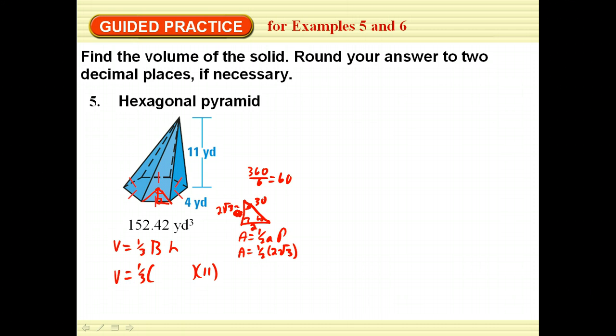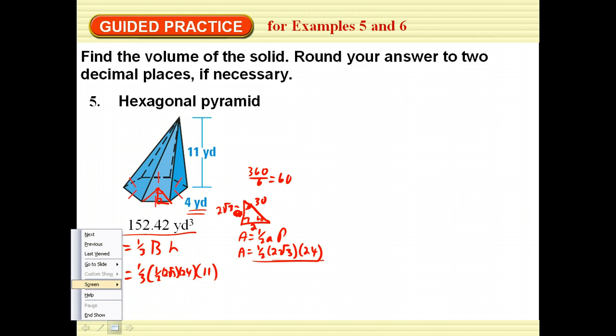My perimeter, I've got 6 sides of length 4 yards, so that is 24. So my area of that base is found right here. So 1/2 of 2 square roots of 3 times 24. And if you punch all that in, that should be what you get. Let's look at that and see.